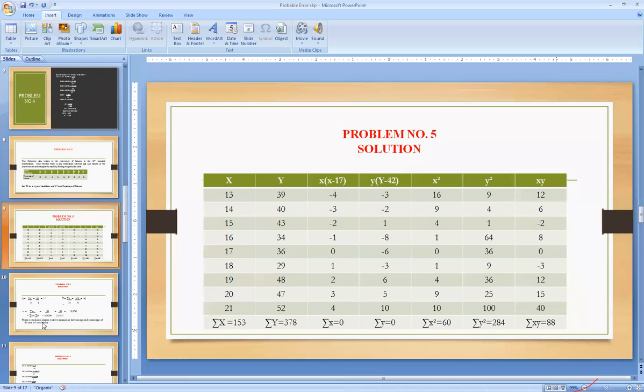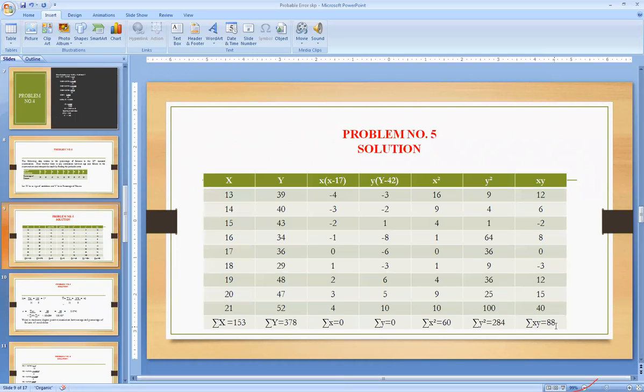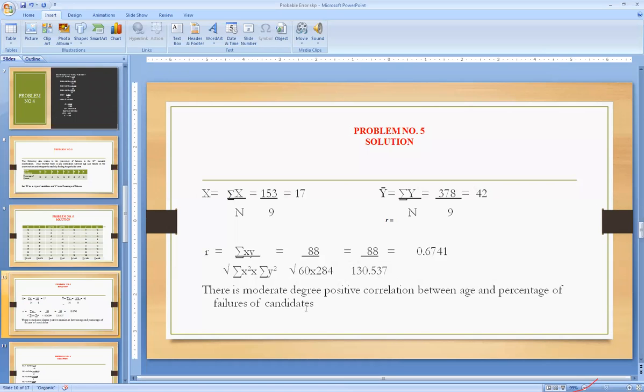Now we should go for substituting the values in the formula. Here we use the actual mean. So the actual mean formula is r equals sigma xy divided by the root of sigma x square into sigma y square. So now we have to check what the xy value is here in the question. In the table we calculated 88. X square is 60, y square is 284. That is required for the formula. Substitute the values in the formula. So 88 divided by, first we multiply these two, 60 by 284, then remove the square root.